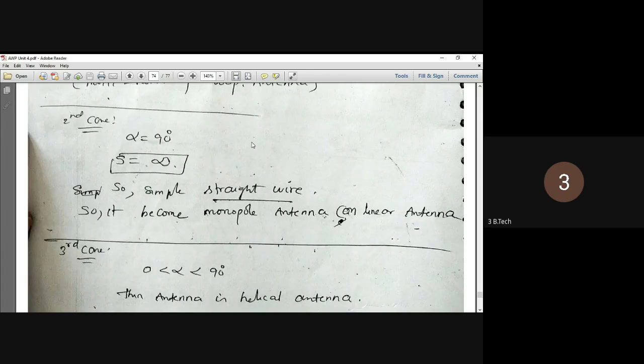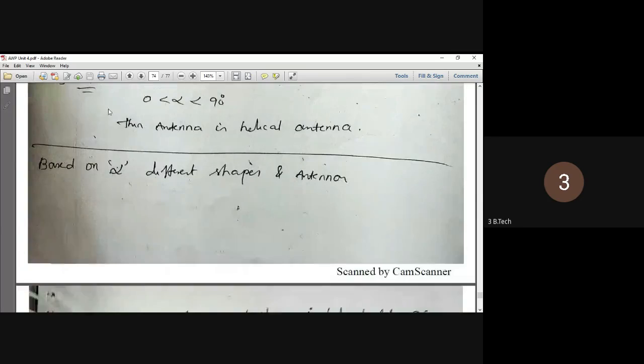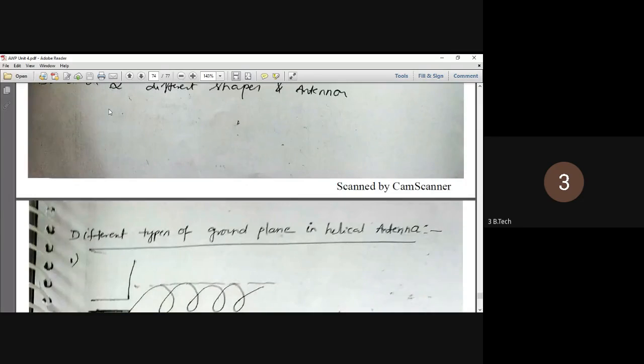So what is the third case? If you want the value from 0 to 90, then this antenna is called a helical antenna. So in this we have learned 2 antennas. One is loop antenna, loop. That one is helical antenna. Up to here we have seen yesterday.